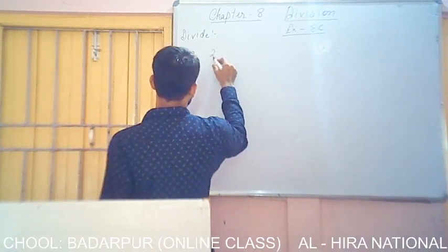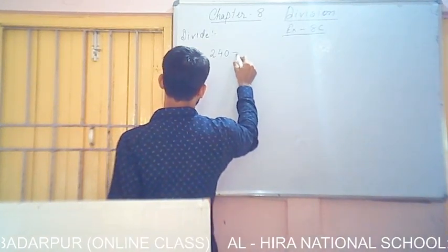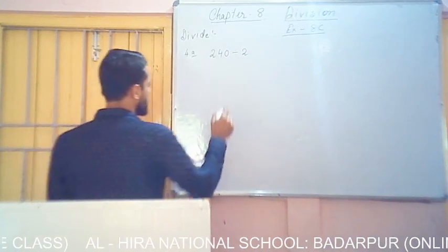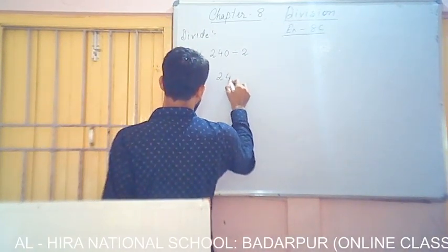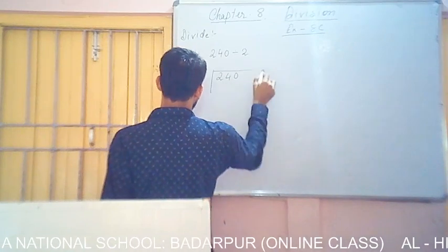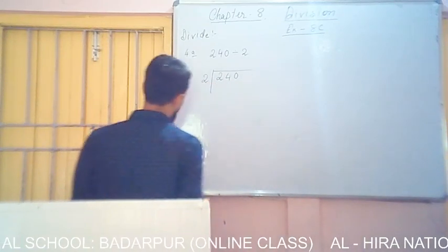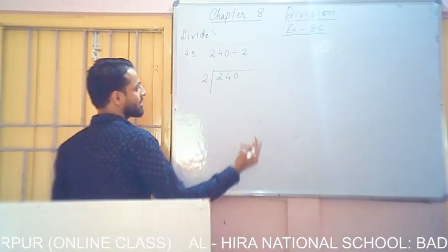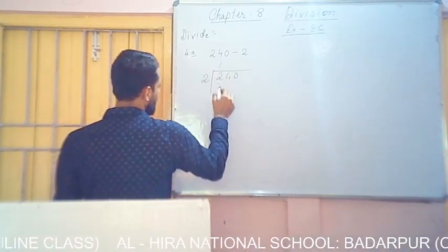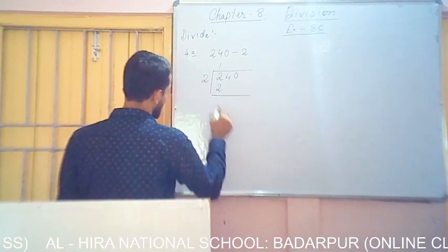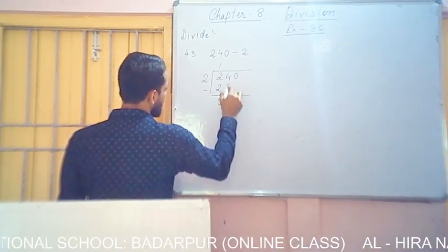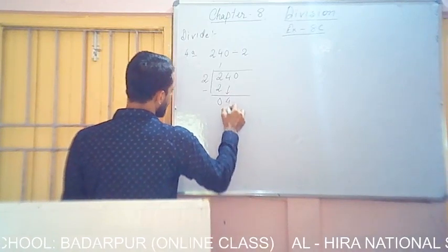Now question number 4a. 240 divided by 2. So we are going to write here 240, which will be divided by 2. First of all we are going to divide the hundreds place, then the tens place, then the ones place. So 2 ones are 2. Now we have to subtract. If we subtract 2 from 2, we get 0. Now bring down 4 tens.